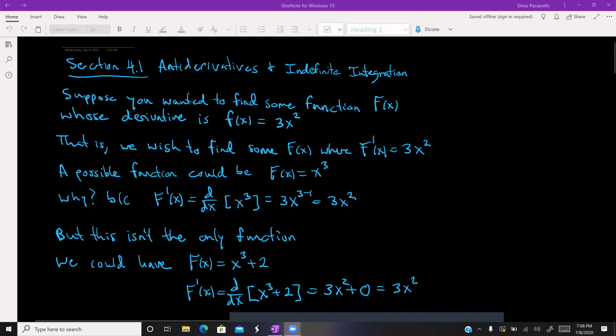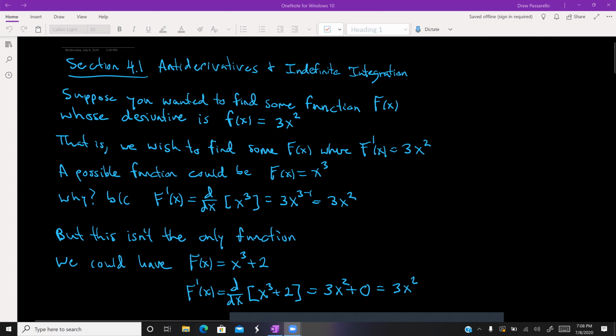For this example, suppose you wanted to find some function, capital F of x, whose derivative is lowercase f of x equal to 3x squared. So this is using a capital letter. Generally, they're going to use capital letters for what's called the antiderivative. But we're going to find this function whose derivative is 3x squared. All right, so we're going in reverse order from derivatives.